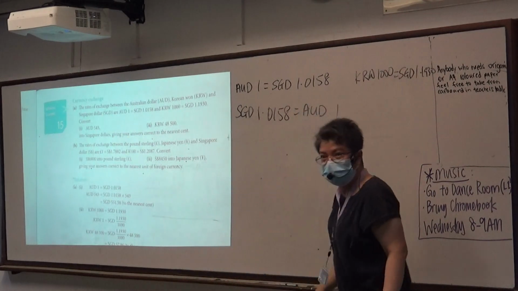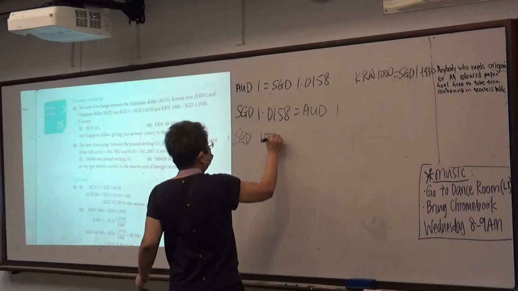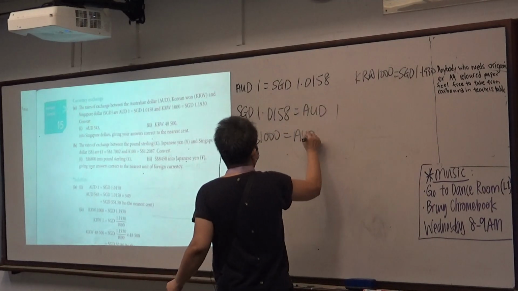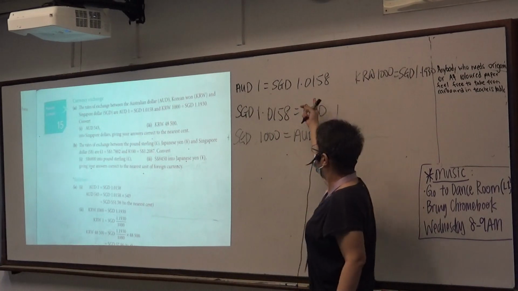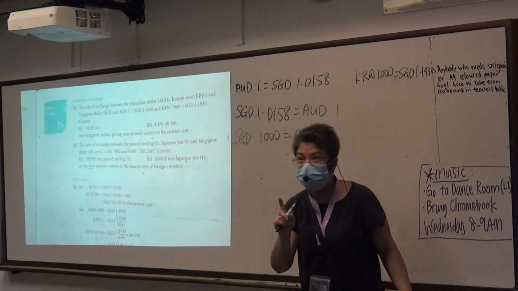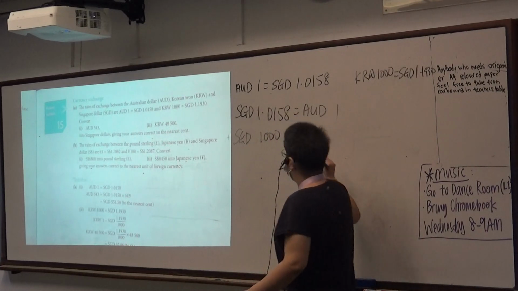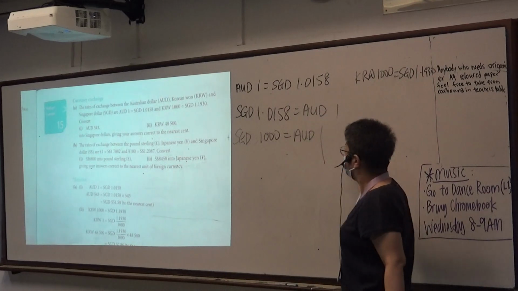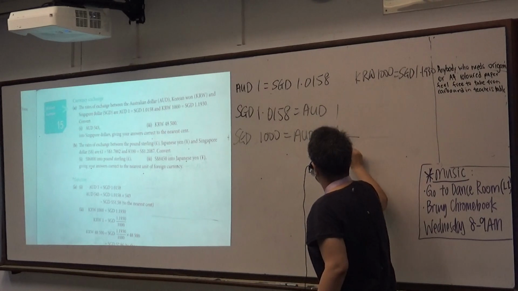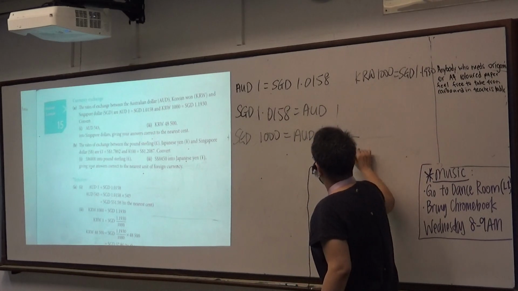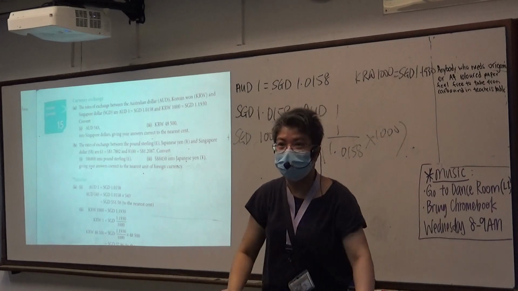Alright. Then I want to change Singapore dollars 1,000. Can you see I line up Singapore dollar, I line up Australian dollar. I just flip this thing, it's still workable, correct? What do I write here as working? You tell me. 1 over what? 1.0158 times what? 1,000. That's how you get your Australian dollar.